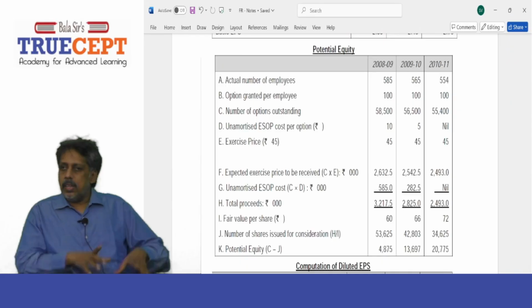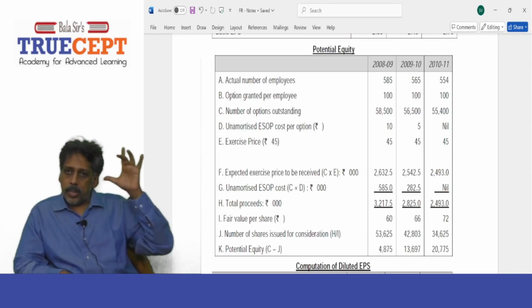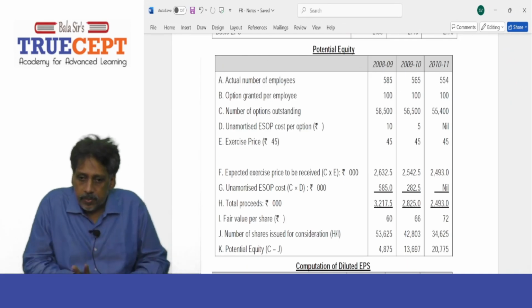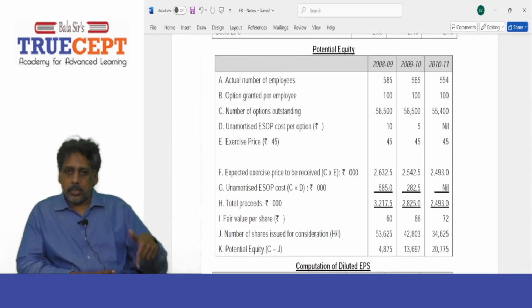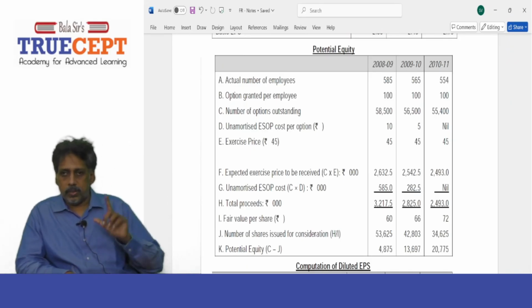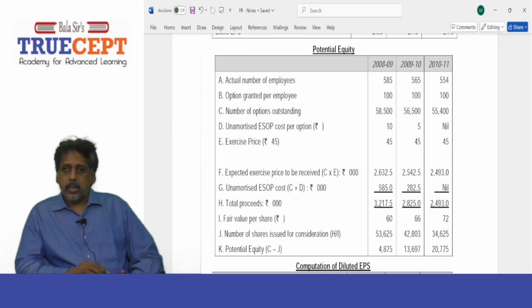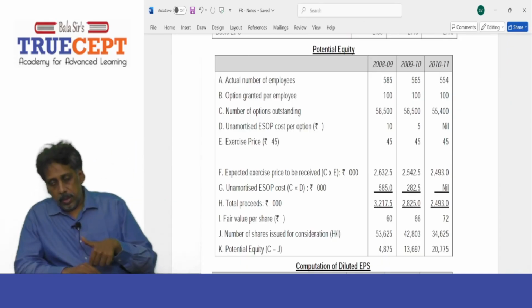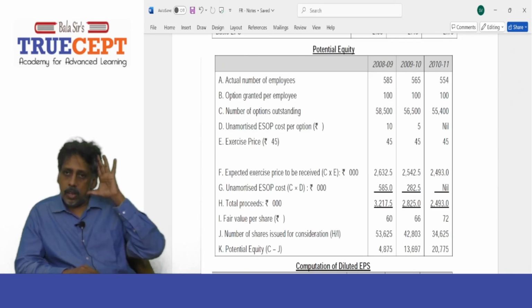Always understand, nothing is free. The only thing is, the option's fair value of 15 rupees is collected from the employees through their service. They don't pay this option premium. Is that fine? Yes. Okay. Next is the exercise price, 45 rupees. That is the price I have to pay for the shares bought. 45 rupees in all the 3 years. Then the expected exercise price to be received is nothing but 58,500 into 45, 56,500 into 45, and 55,400 into 45.